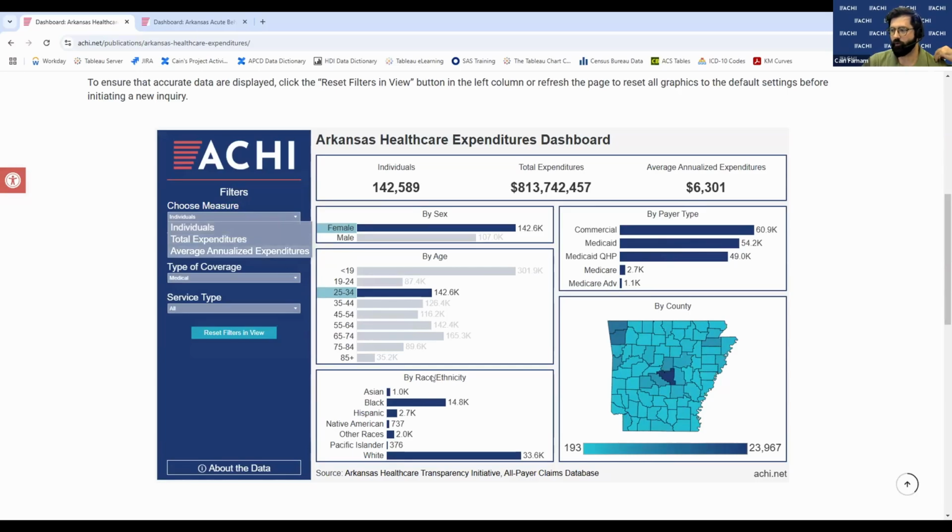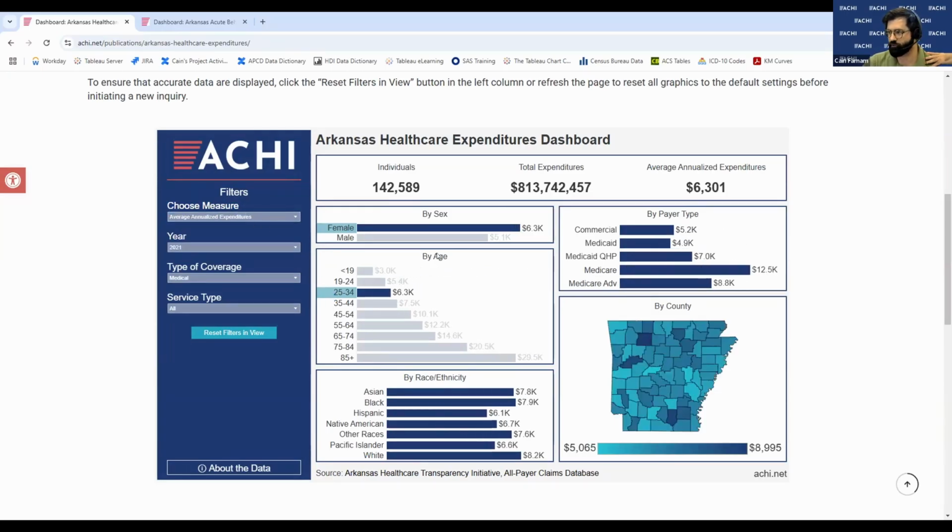And if I want to know the payer breakout of those, but the actual average annualized expenditures, we can toggle this choose measure. And now you can see that the distribution, even though it's 6,300, is varying across payer types. Of course, if we have individuals enrolled in Medicare at that age, 25 to 34, they're likely high utilizers in the healthcare system. So you can see that their average annualized expenditures is over $12,000.